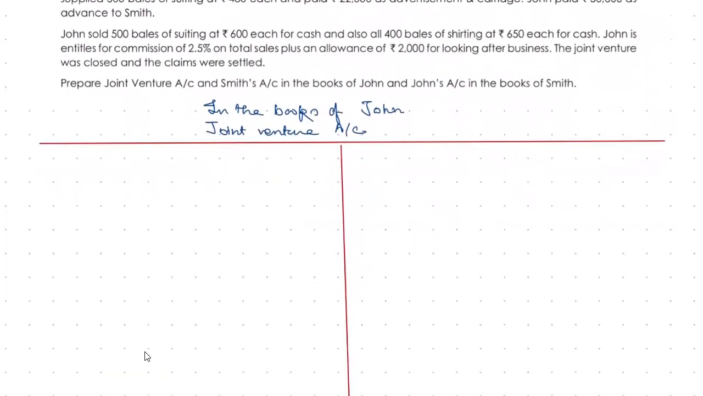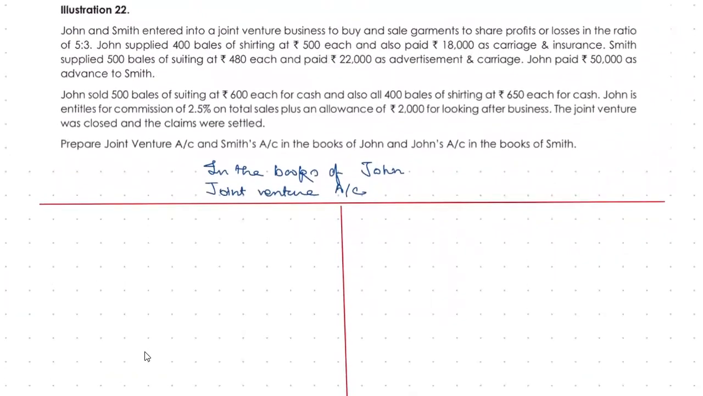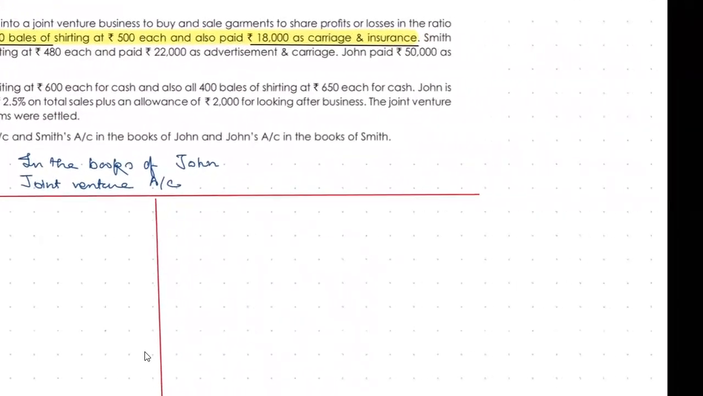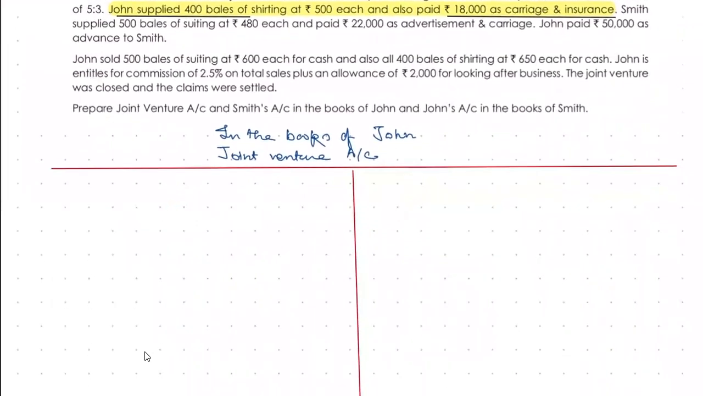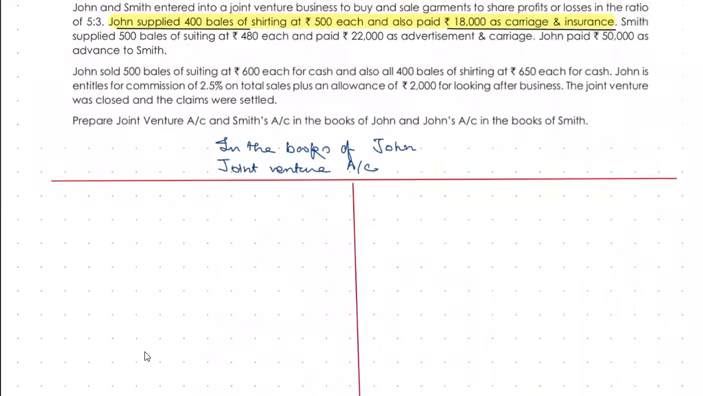So let's start. At first, John has supplied 400 bales of shirting at 500 each, and also paid 18,000 as carriage and insurance. These all are John's entries. So John has supplied, correct. So what can we write?